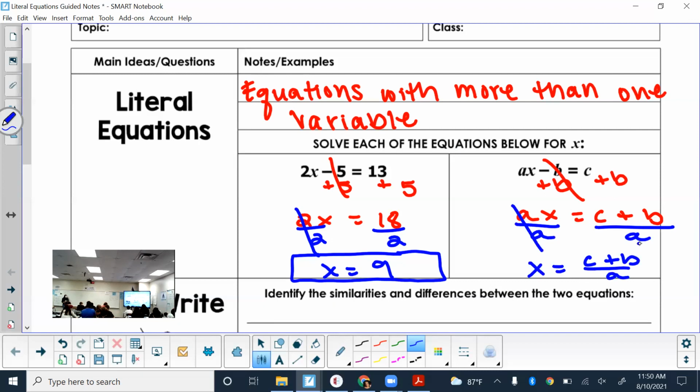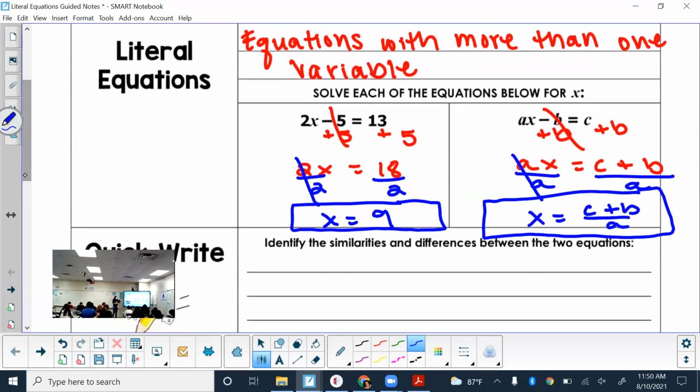So we still did the same steps. We still did the same inverse operations, right? It's just that in literal equations, you're rearranging instead of having a concrete numerical answer. Does that make sense? Any questions before we do some examples? All right. So scrolling down then.